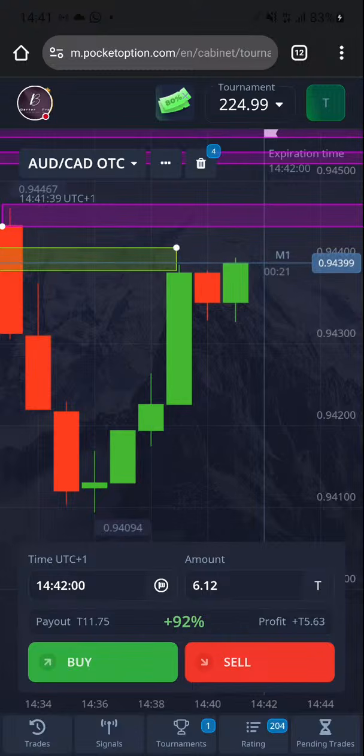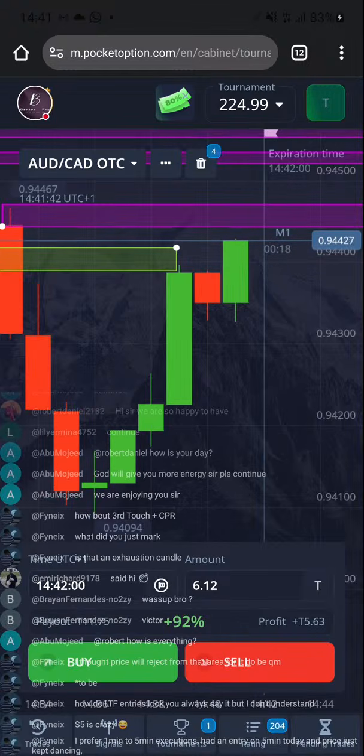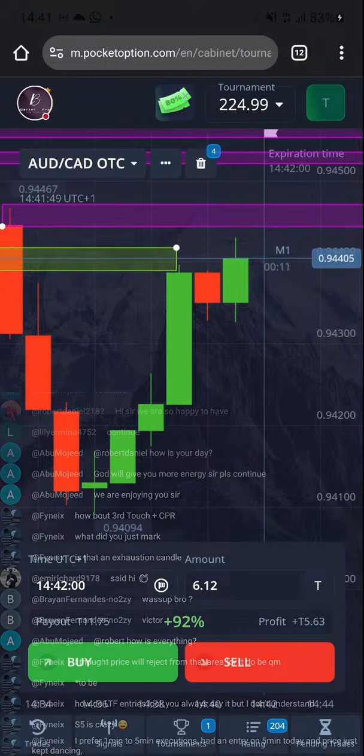So when it comes to QM trading, this is how you trade QMs. Sorry, I couldn't read that message. I'll read it later. You can send me a dot later after taking the entry.